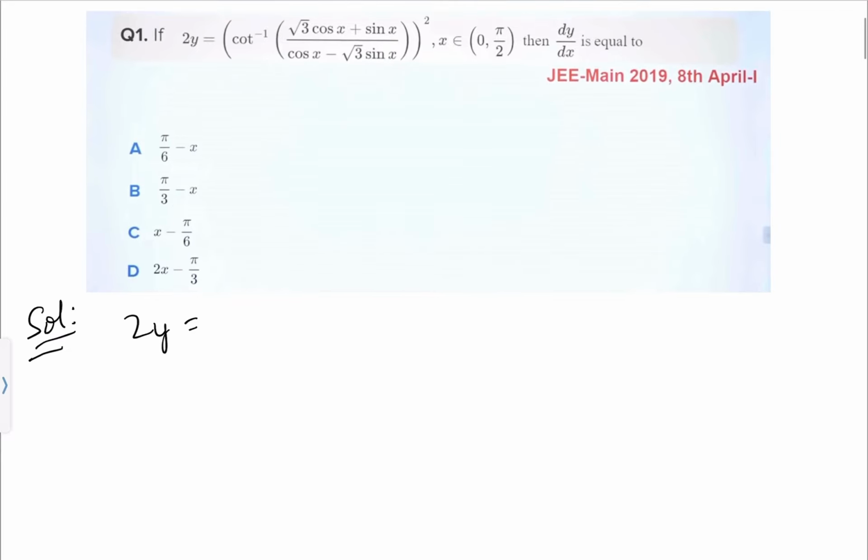Coming to the first question, here we are given 2y equals to this term, and also the range of x, and we need to find dy by dx. So we are going to give a solution. We will start with the term 2y equals to cot inverse.